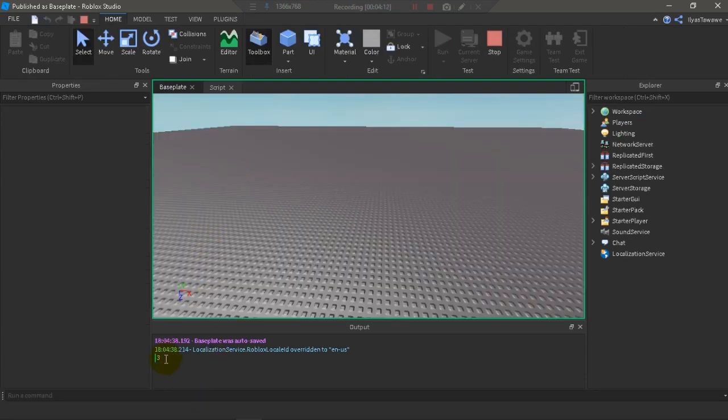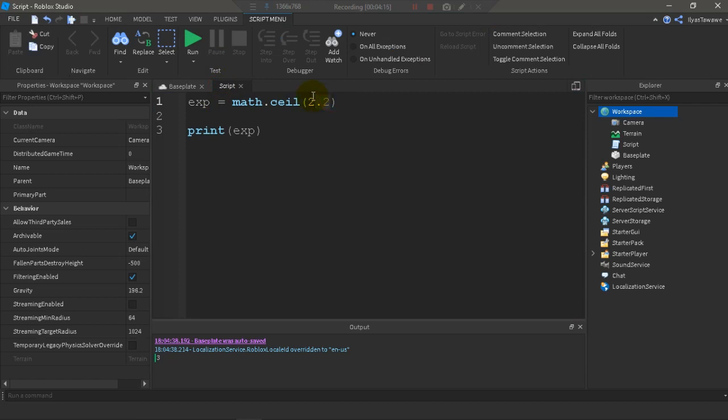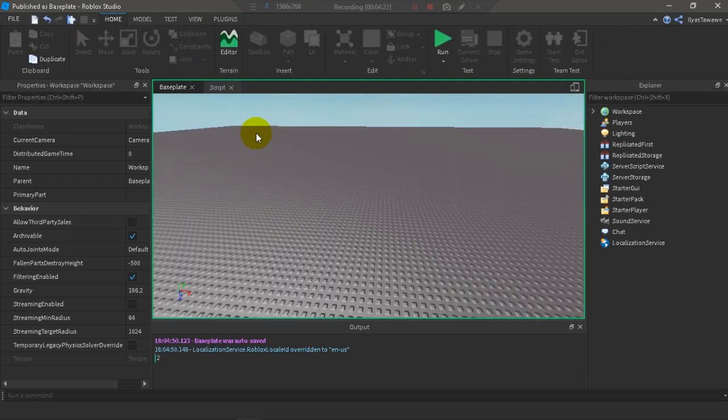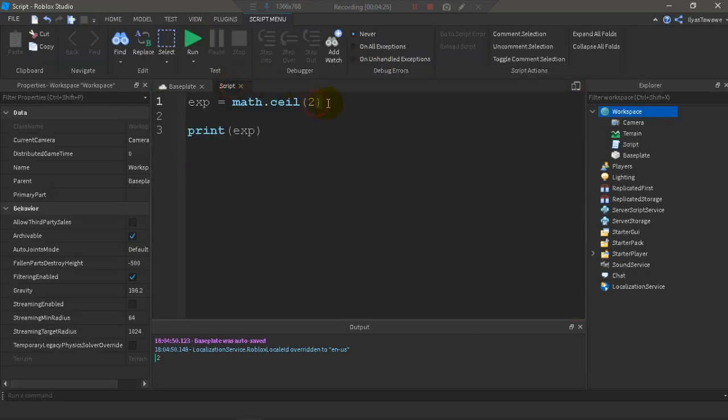As you see, 3. Cool. And what about 2, just 2 without a decimal place? This should give us 2 because it's already an integer. So this function is just used for rounding to the nearest integer above. There's two functions that are related.